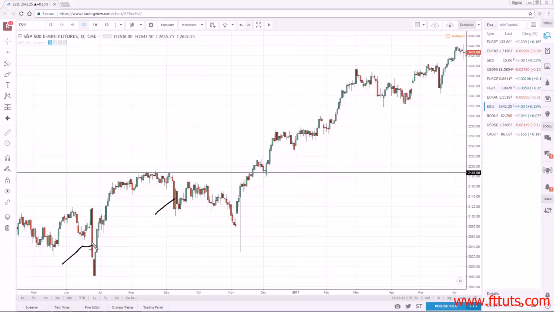a very large bodied candle. So when you see the pullback, you want it to be a weak, small bodied candle like this one over here. Okay, so this you can actually go long on the break of this high over here.